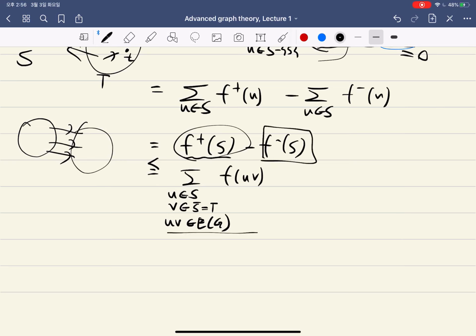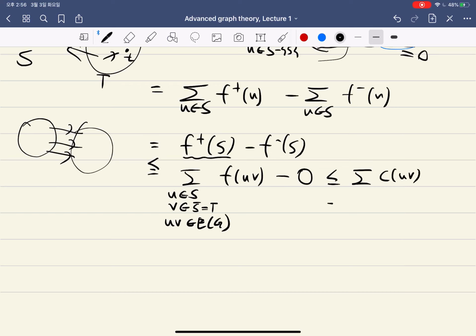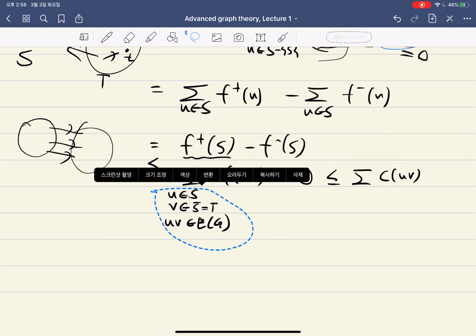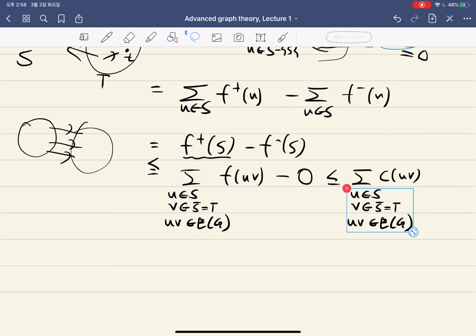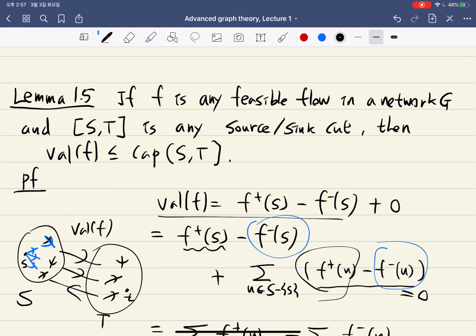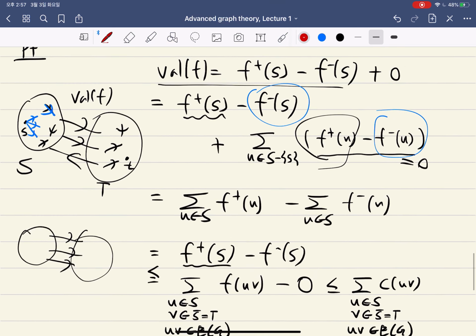And then this term is non-negative. So you subtract a non-negative quantity, and then it's an upper bound. And then because of the capacity constraint, this is at most the summation of the capacities of (u, v), which is the same as the capacity of (S, T). So this shows that we have this inequality.